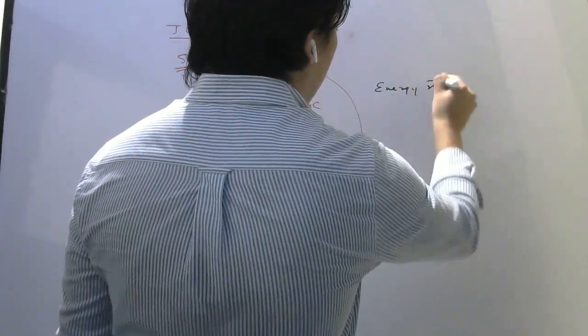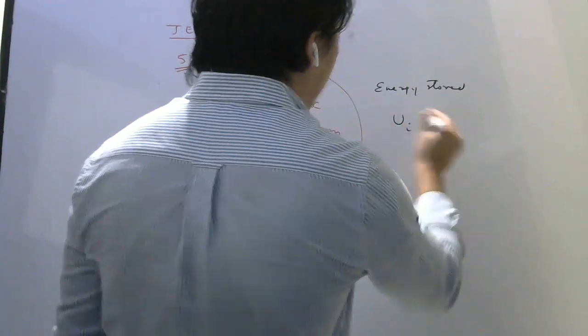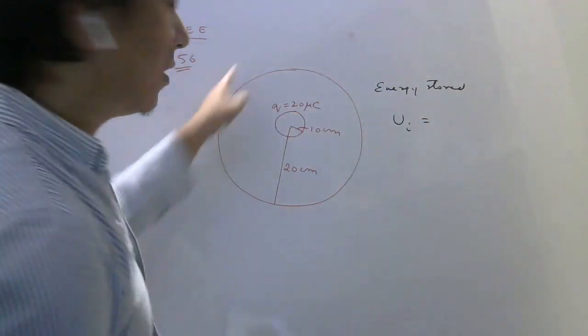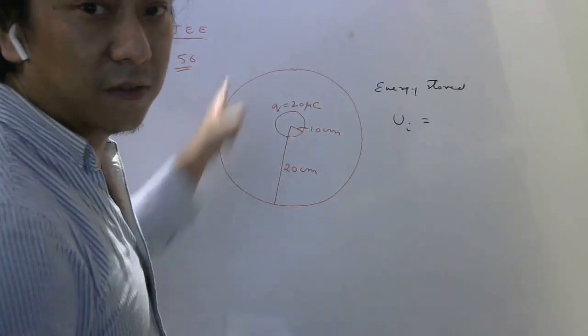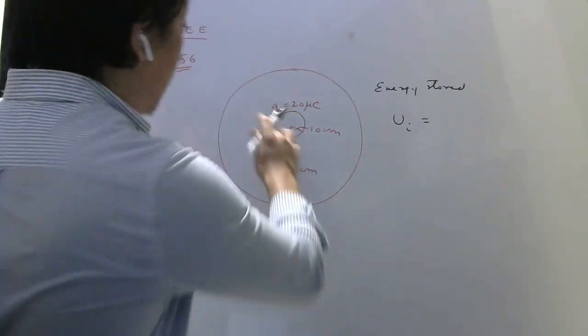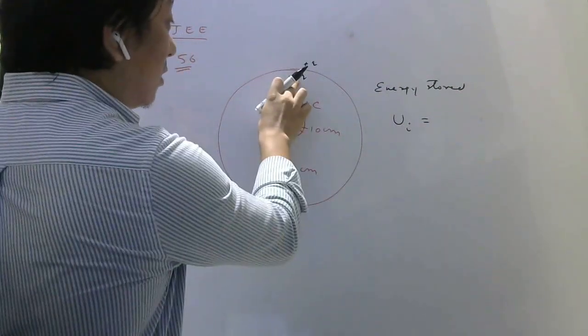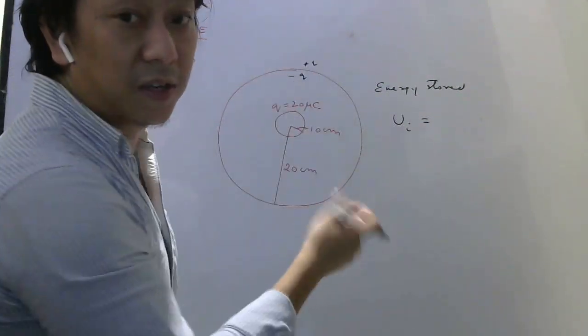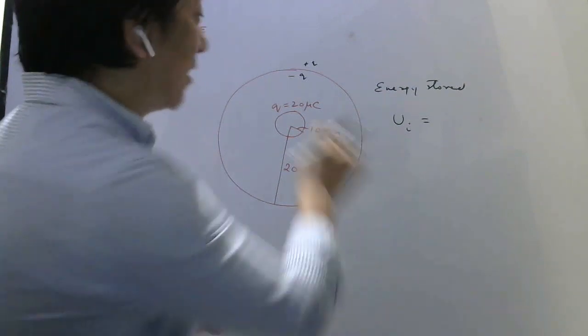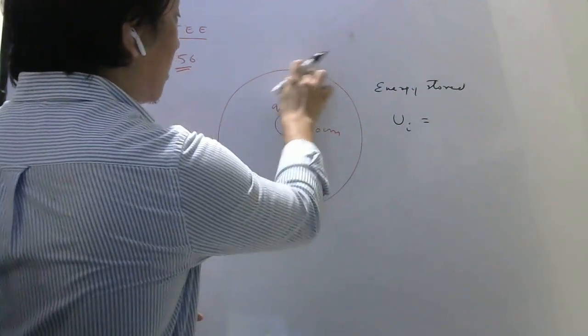Energy stored, let us calculate. U initial. Now here there is no charge given, so no energy will be stored here. And even if induction happens, minus Q plus Q, the total charge is just 0. So this will have negative energy, this will have positive energy, and when you add, they will cancel. So no need to worry about induction.